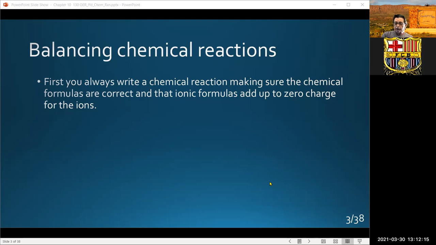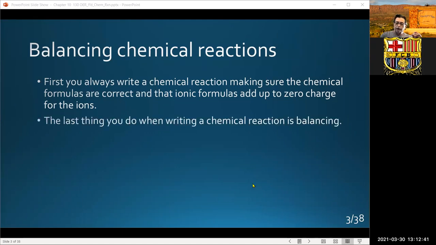All right, so balancing chemical reactions: first you always write a chemical reaction, making sure the chemical formulas are correct. And we started that, to refresh your memory, by taking ions together to make chemical formulas and making sure that we add them up in the correct ratio of plus and negative charges, okay? Because they're going to add up to give us a 0 charge for these ions. So we need to refresh your memory on how to put the chemicals together in the proper ratio, okay?